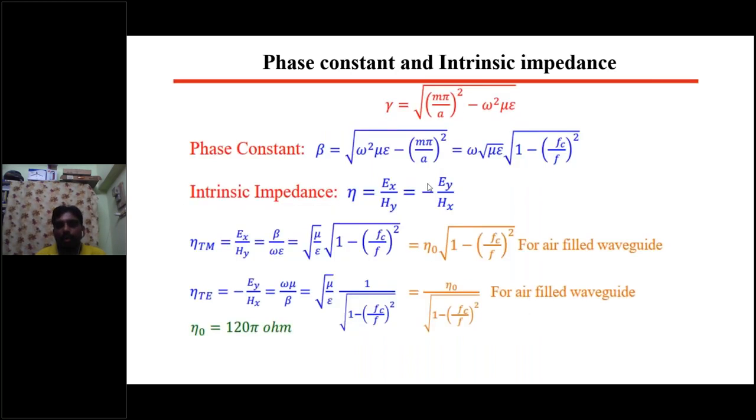This is the general expression we take for phase constant and intrinsic impedance. Next, the intrinsic impedance for TM waves is eta naught into square root of 1 minus fc by f whole square, where fc is the cutoff frequency and f is your frequency. For TE waves it becomes eta naught divided by square root of 1 minus fc by f whole square, and the intrinsic impedance should be equal to 125 ohms.